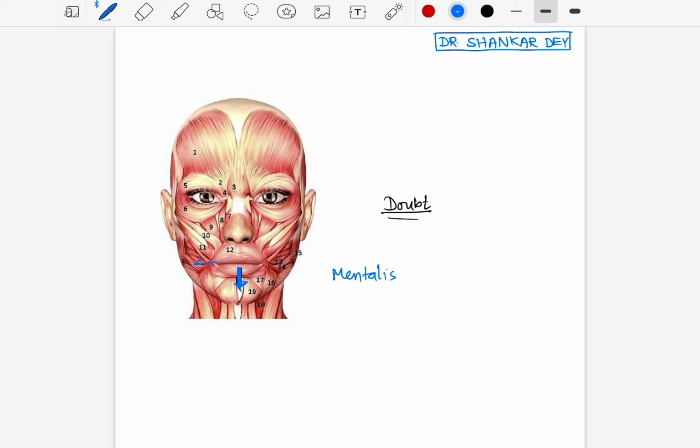And lastly, another expression, that is the expression of the eye. What is the muscle responsible? There will be skin folds radiating laterally from the lateral angle of the eye, skin folds on the lateral aspect of the eye. The muscle responsible is orbicularis oculi.